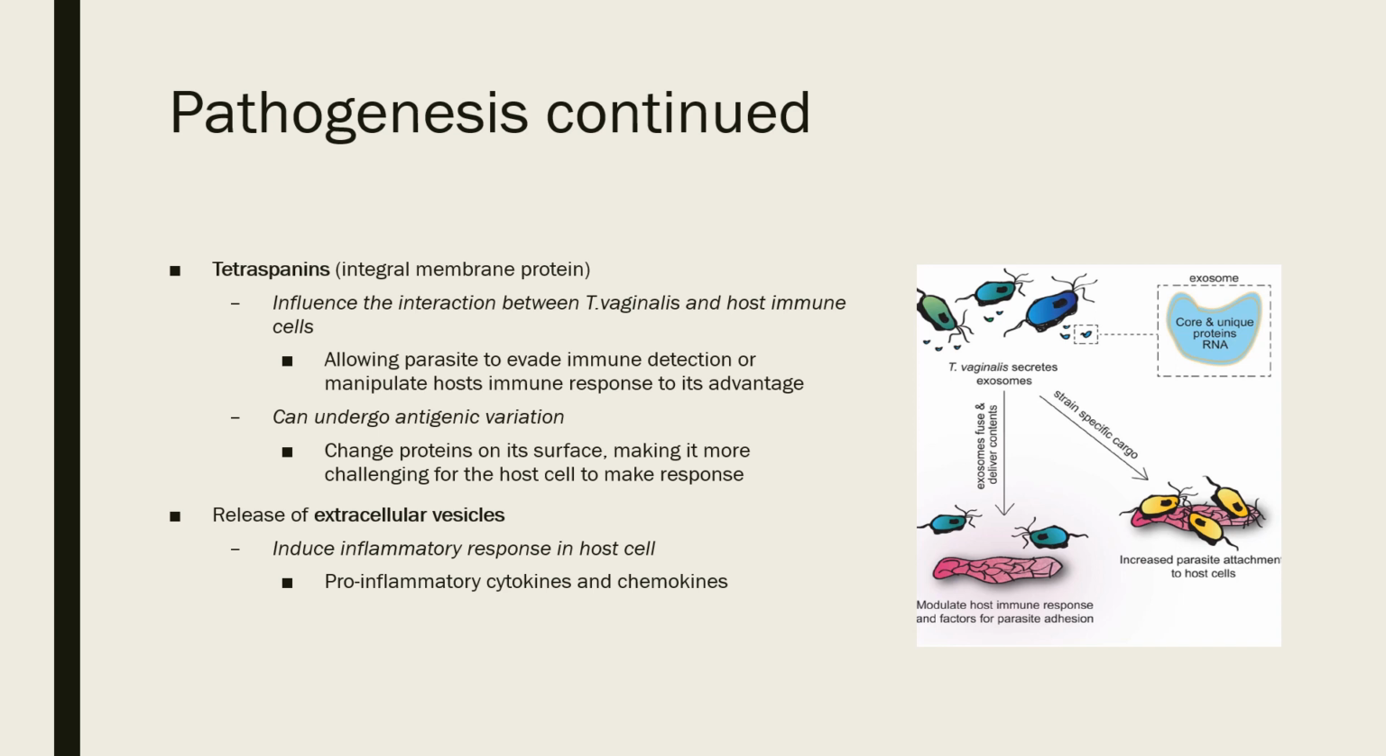So it can undergo antigenic variation, which will change the proteins on the surface, making it more challenging for the host cell to make a response, like we've learned in class. And then it can also release extracellular vesicles that induce an inflammatory response in the host cell, with pro-inflammatory cytokines and chemokines being released, which will cause a big inflammatory response.